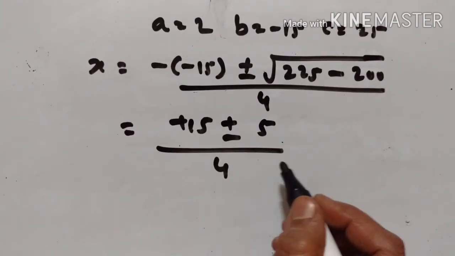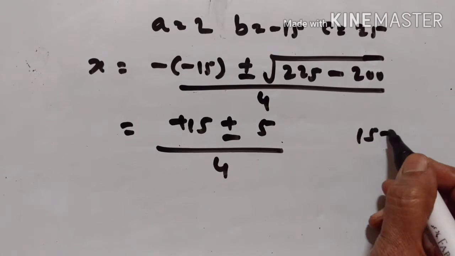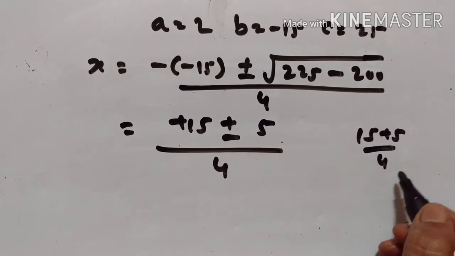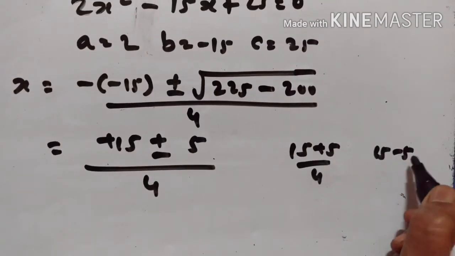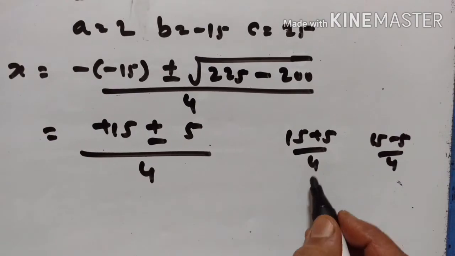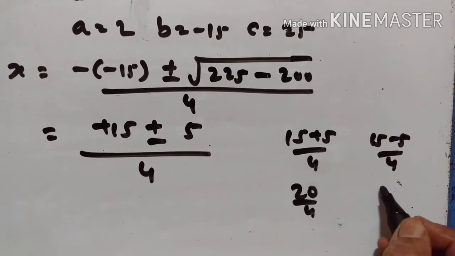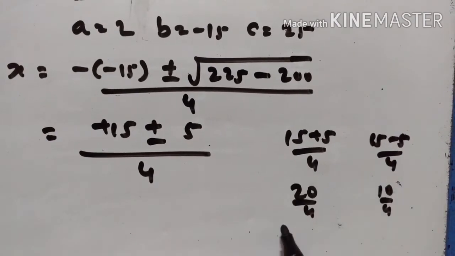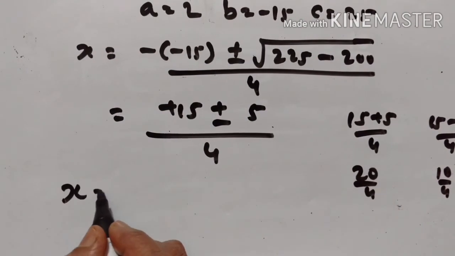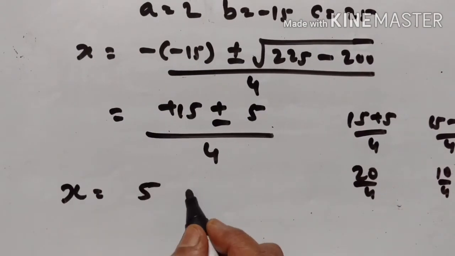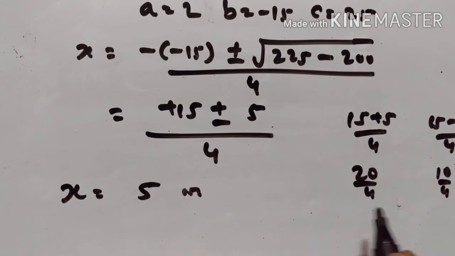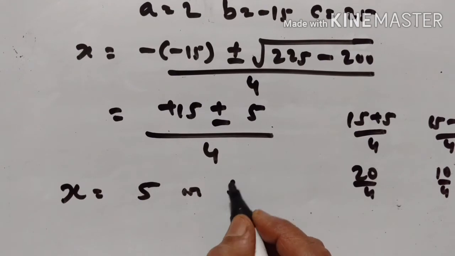15 plus 5 upon 4, 15 minus 5 upon 4. 20 upon 4, 10 upon 4. So the roots are 5 or 10 upon 4 is equal to what? 5 upon 2.